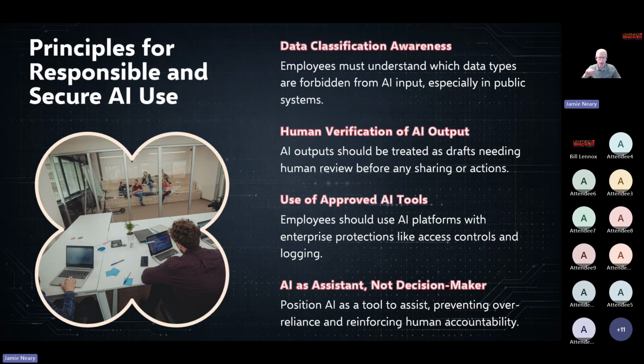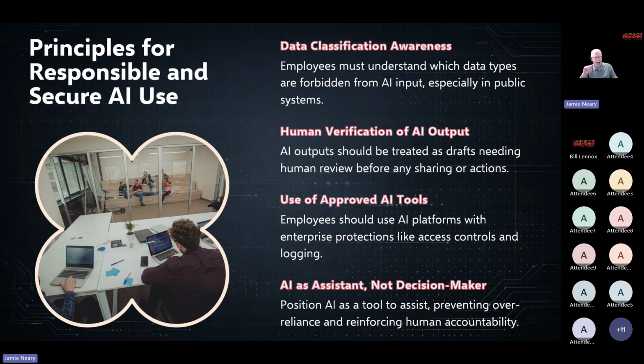Human verification of the AI output is essential. We do not take anything AI tells us as gospel. It should be treated as a draft or as a suggestion. Remember, junior assistant means well, may not have a clue.